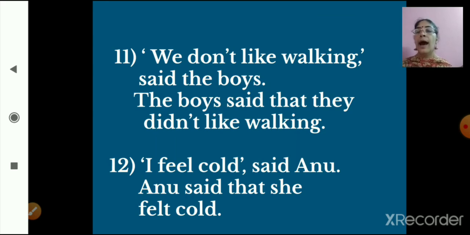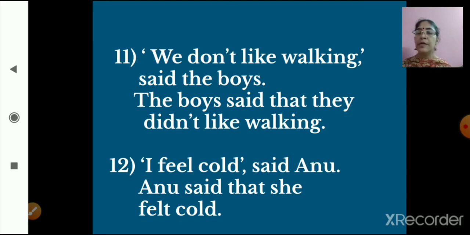Last, number 12. I feel cold. Yes, the verb is feel. So we have to change it into the past tense. So feel will become felt. Correct. Feel is an irregular verb and in the past tense it becomes felt. I feel cold, said Anu. How will you begin? Yes. Anu said that she felt cold. Okay. So feel will change into felt. Very good. Anu said that she felt cold. Okay. Full stop. So here we have come to the end of the exercise.